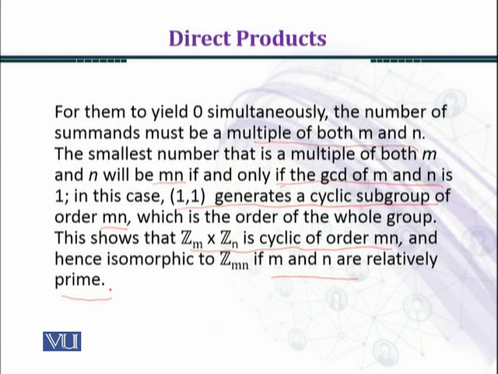As you saw in the previous example, we considered Z2 cross Z3, and in the case of Z2 cross Z3 we had a total of 6 elements, and we proved that this group is cyclic and is generated by the ordered pair (1, 1). The GCD of 2 and 3 is 1. These 2 and 3 are relatively prime.